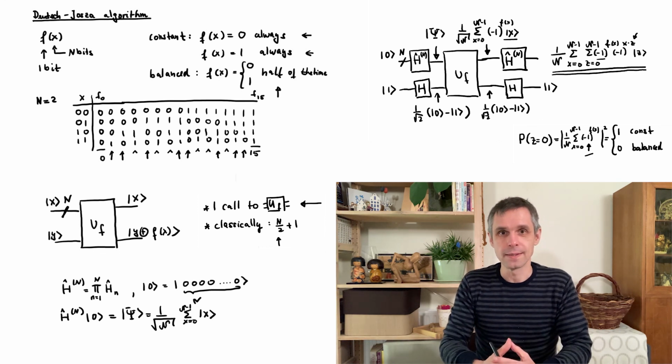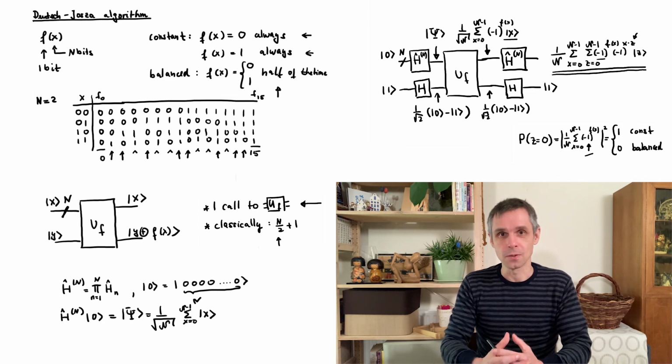Nonetheless, we needed the guarantee that our functions are either constant or balanced. So let us turn to the Grover algorithm, where this constraint is being removed.